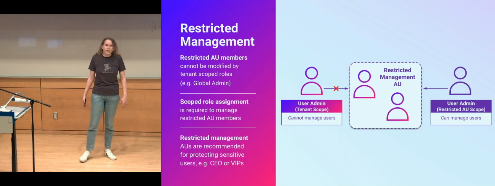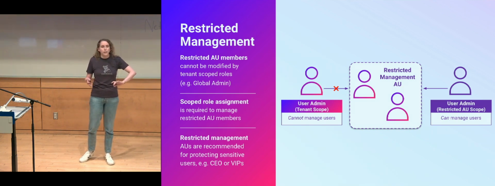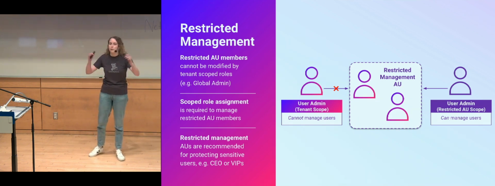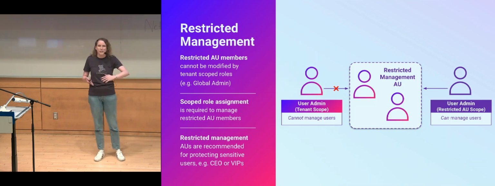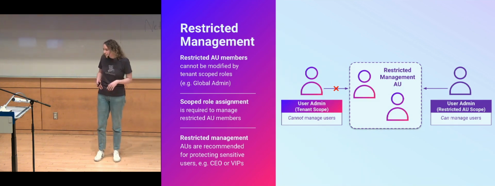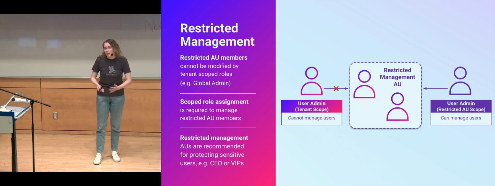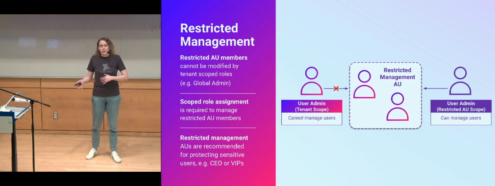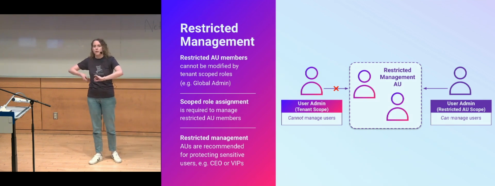Restricted management administrative units are going to change the logic of how administrative units are processed. You know how I mentioned when we create our Canadian users administrative unit, we put our users in it, and then the tenant level admin can still manage those accounts. With a restricted management AU, that would no longer be the case. The user administrator with permissions scoped at the tenant level cannot manage those users. Anybody placed in a restricted management AU would require an administrator with a specifically scoped role assignment over that AU in order to manage those users.